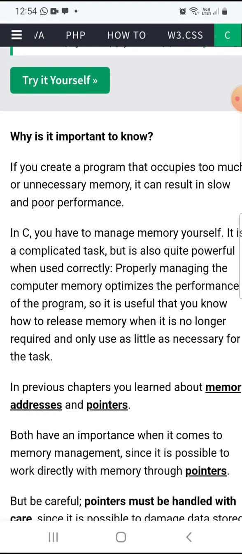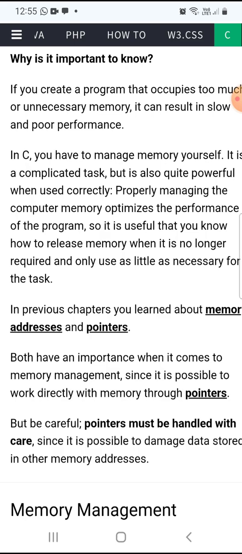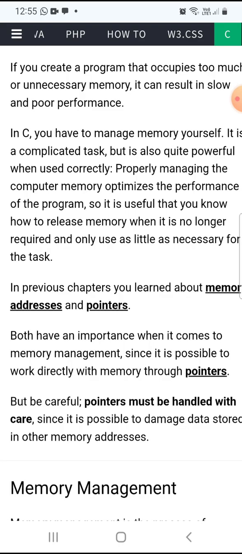So in C language, as I told you, we need to manage the memory as a programmer. It is somewhat complicated, but if we use it correctly, it is quite powerful. Managing the computer memory very properly increases the performance of the program.